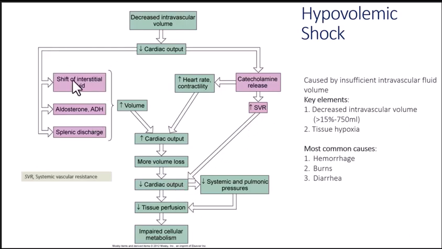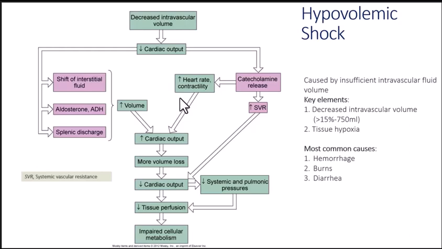Other compensatory mechanisms include a shift of interstitial fluid. So fluid that is found interstitially, that is in between cells, is going to migrate into the blood vessels to increase the volume intravascularly. Aldosterone and ADH will also be involved. Again, fluid retention to increase intravascular volume. Splenic discharge: the liver and the spleen are going to add to the blood volume by releasing stored red blood cells and plasma. And all of this has the effect of increasing overall volume.